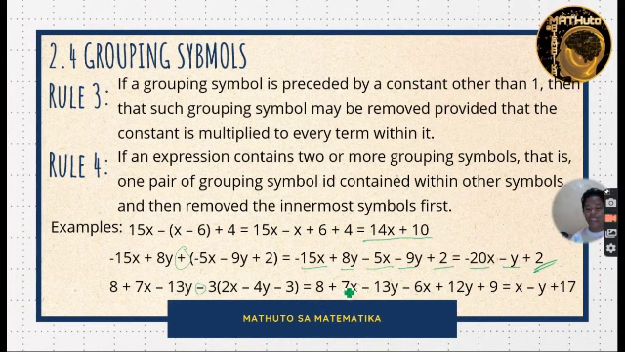And simplify po natin, 7x minus 6x. So, 1x or simply x na lang. Negative 13y plus 12y. So, bigger po yung negative 13, so negative 1y. And 8 plus 9 is 17. So, the sum here, or if we're going to simplify the expression, we have x minus y plus 17 po.